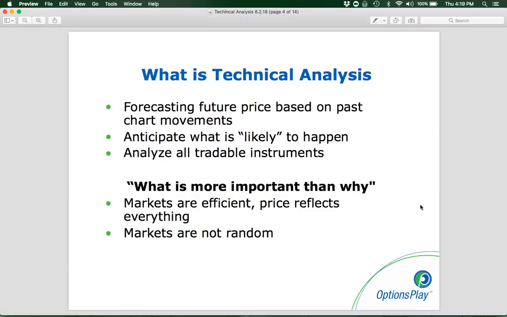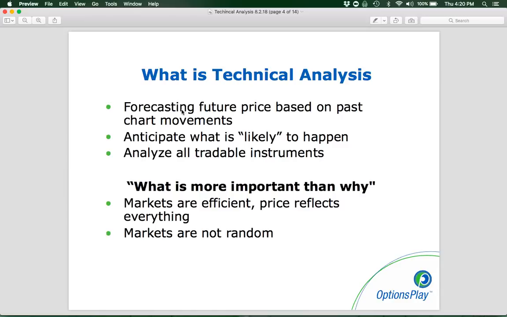So first of all, technical analysis is simply trying to forecast future prices based on historical past chart movements. This is really simple for any of you that have ever looked at a chart. It's really the idea that history may not repeat itself, but it certainly rhymes. And what we do is we try to find these patterns to say, based on what happened in the past, we're going to try to apply that template to say what is likely going to happen in the future. And that's the goal of technical analysis.